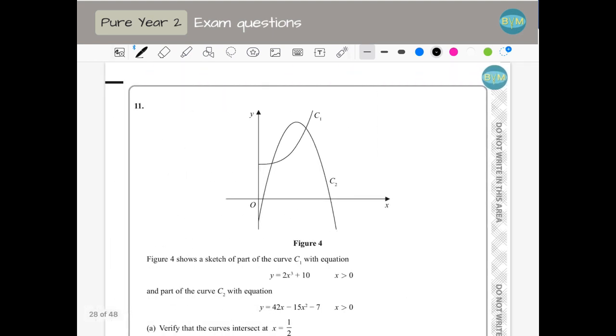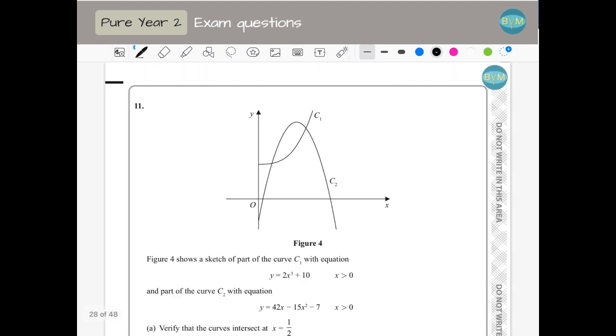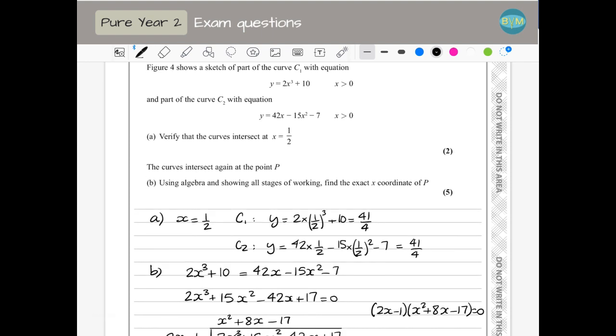But they say x must be positive, so we are looking for these values, not for any other values, which means that we have to pick the positive one, which is this one. So our value of x is going to be minus 4 plus root 33. And they ask for the exact coordinate x of P. We don't have to find the y, and we have to leave it that way. Yeah, so that's all.